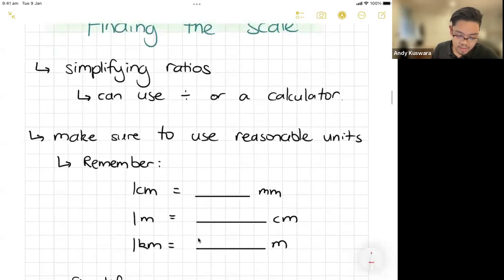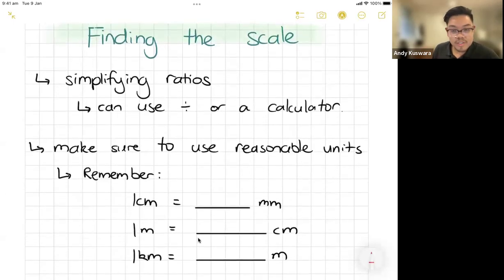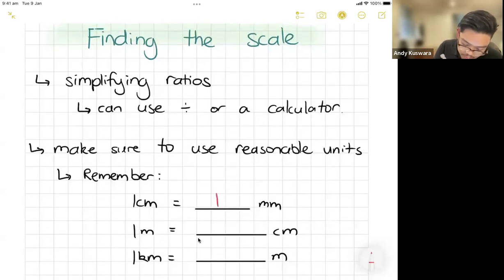Now, a couple of things here. You've got some unit measurement conversions. Pause the video here, see if you remember them. Now, in terms of this, 1 centimeter is worth 10 millimeters. 1 meter is worth 100 centimeters. And 1 kilometer is worth actually 1,000 meters.